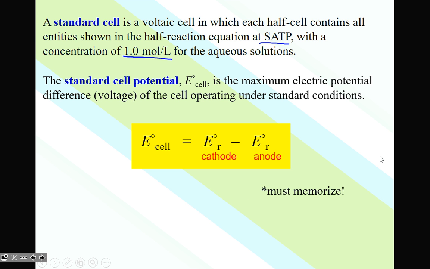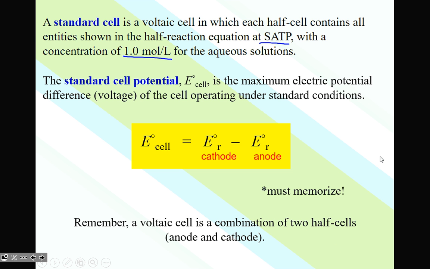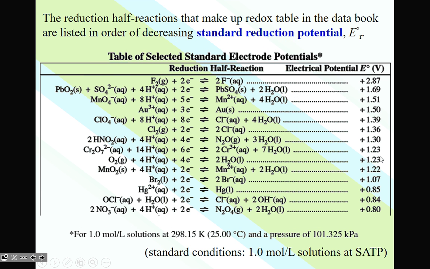Okay, so you need to memorize how to find the cell potential, and that's basically using your cell potential for each of the reduction half reactions at the cathode and the anode. This needs to be memorized. Remember, a voltaic cell is a combination of two half cells, one at the anode and one at the cathode. So let's take a look at what this looks like.